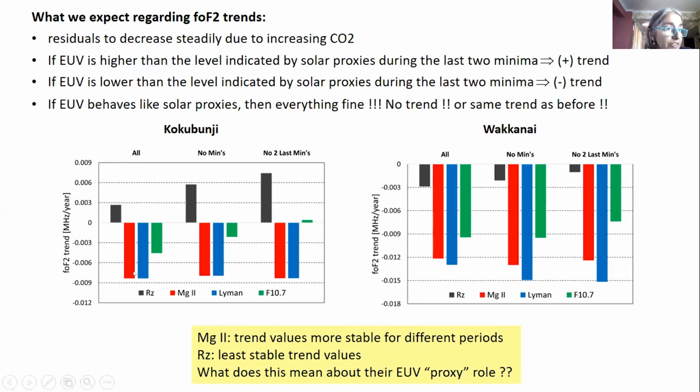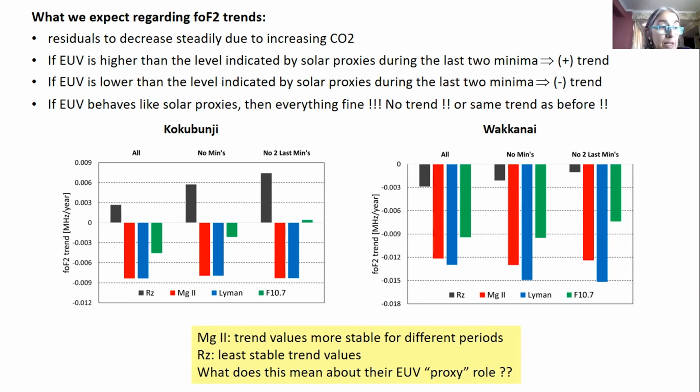Then here we have the trend values considering the whole period of the data, all the periods without the four minima, and the complete period without the last two minima. In general, it can be observed that the most stable trend values are obtained with magnesium 2 in the first place, followed by Lyman alpha and F10.7.